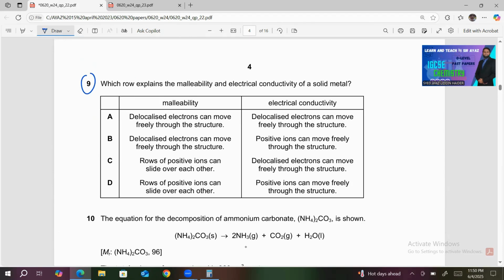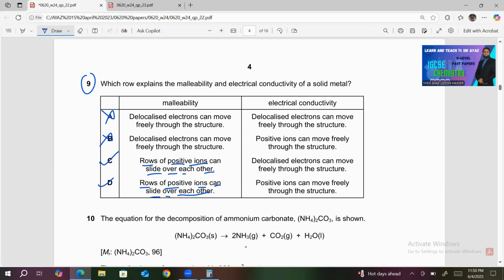Which row explains the malleability and electrical conductivity of a solid metal? Malleability is the ability to change structure or hammer into different shapes. So it is due to the reason that rows of positive ions can slide over each other. So both C and D are correct. A and B are incorrect because in A and B, it's written delocalized electrons can move freely through the structure. This is related to the conductivity, not to the malleability of the metal.